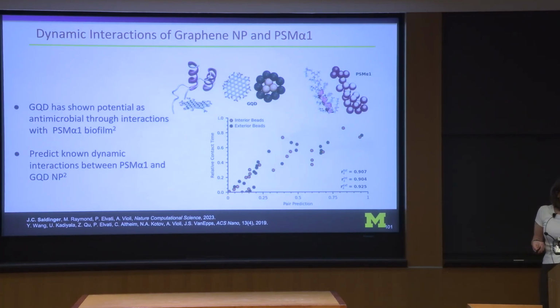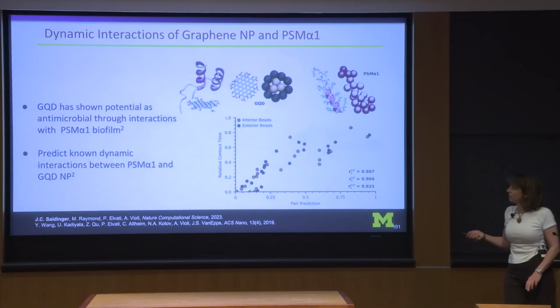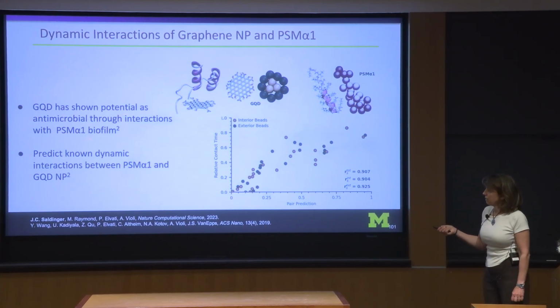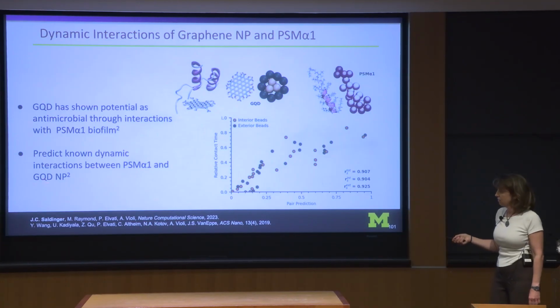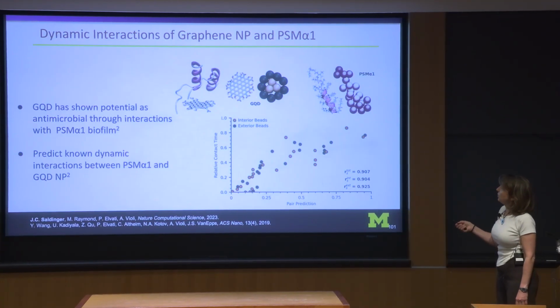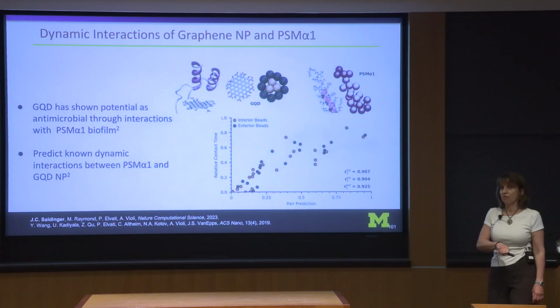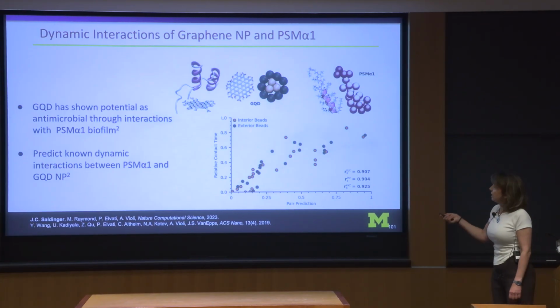It just should show you that PSM alpha 1 has a potential as antimicrobial in this previous slide. And so what we wanted to do was predict the known interaction between PSM alpha and GQD. And so we did the same things. We did the protein like this, coarse graining like PSM alpha, because we know the ground truth. We know a full molecular dynamics, what it is. And so we did the same application for those systems.